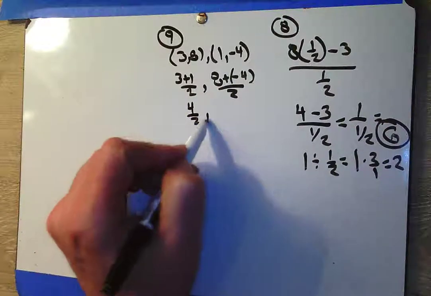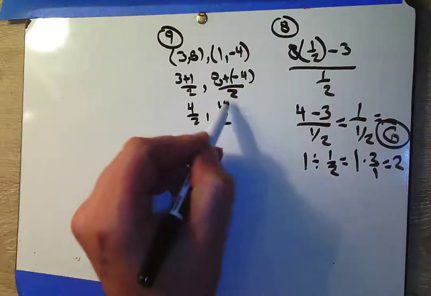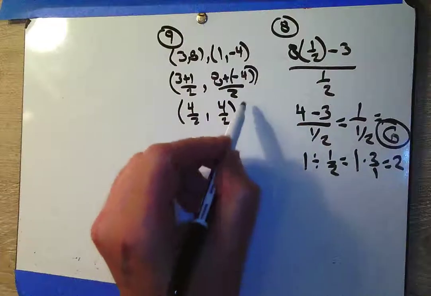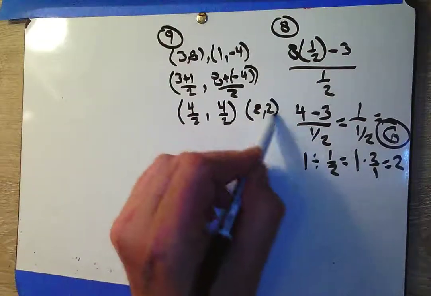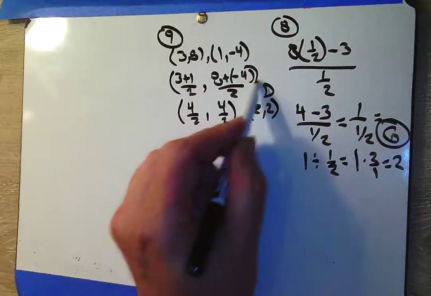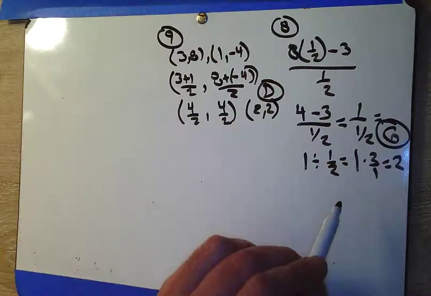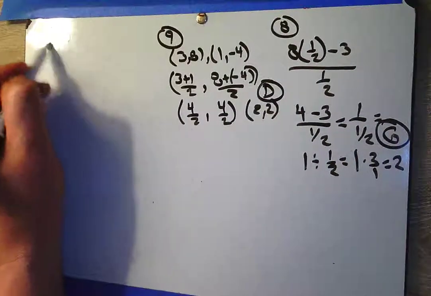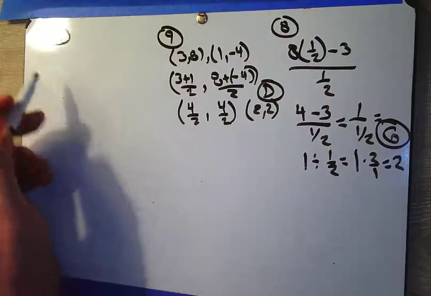This gives me 4 over 2, and 4 over 2. So I think the midpoint is located at 2, 2, and that corresponds with choice D. D for number 9. 10. G.